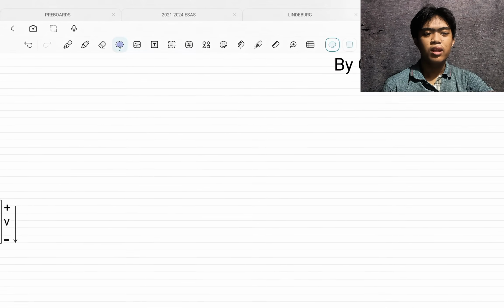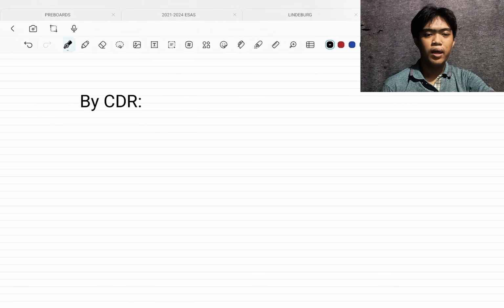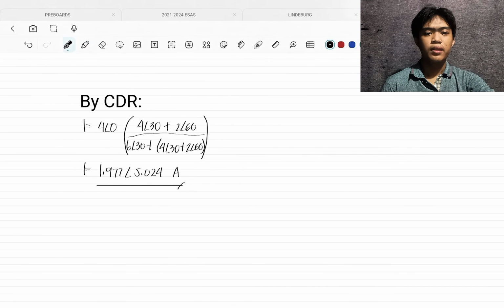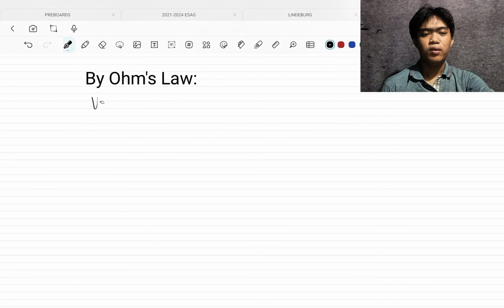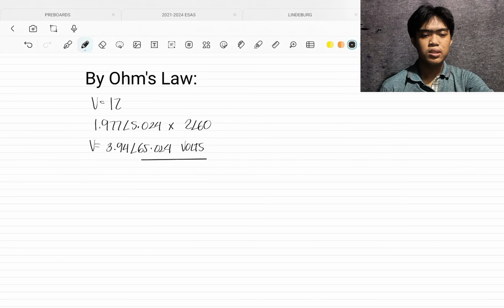Using the current divider rule, we determine the current flowing through the 2∠60 load impedance branch. Applying CDR gives us the current 1.977∠5.024 amperes. Next, we use Ohm's law to determine the voltage across the load impedance. Since the required value is in volts, we multiply the branch current by the load impedance, which is 1.977∠5.024 multiplied by 2∠60. This gives us the voltage contribution of V1, 3.94∠65.024 volts.